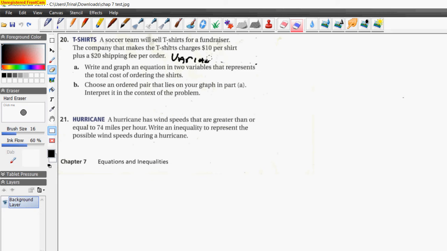Let me get rid of some of this. I love that. Wouldn't that be cool if the eraser could make that sound? That'll definitely keep you awake.